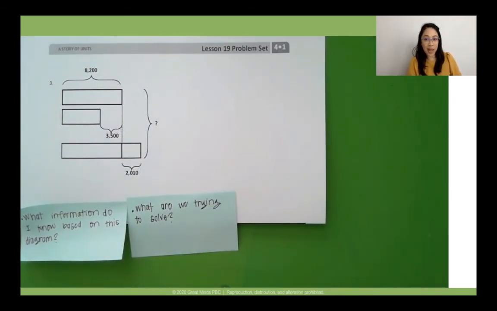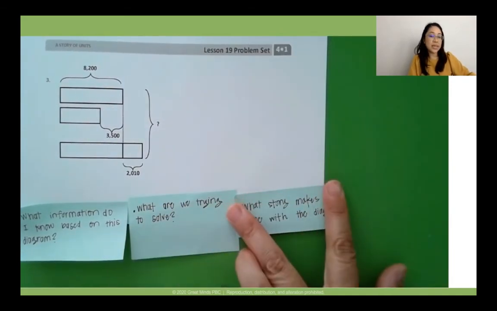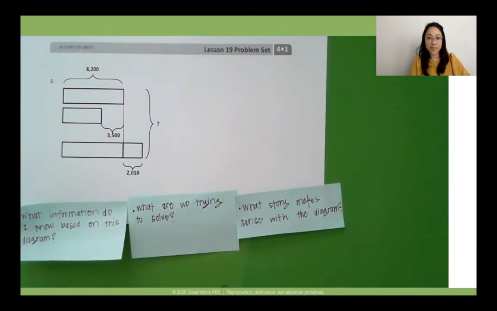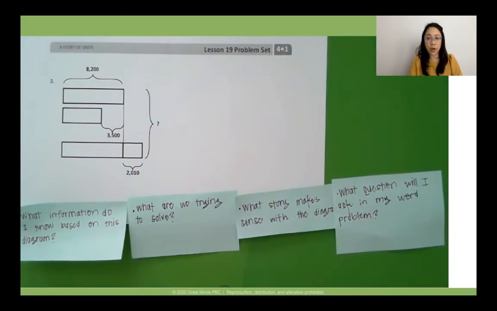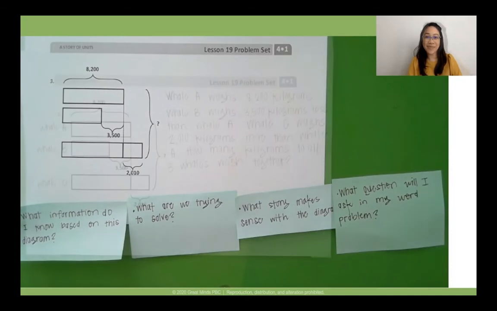Here's what I'd like you to do next. We're going to pause the video here, and I want you to come up with a story that makes sense with this diagram. Then, you're going to think about what question will I ask in my word problem. So you're going to think about these two. Then I'd like you to actually write out your word problem that goes with tape diagram 3. We'll compare our word problems afterwards.